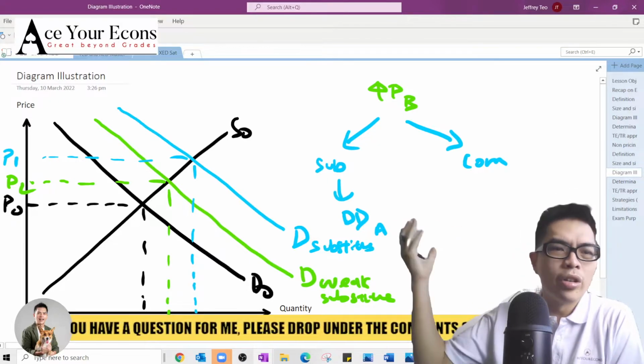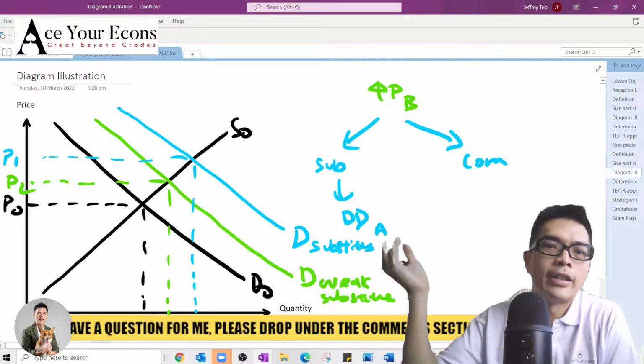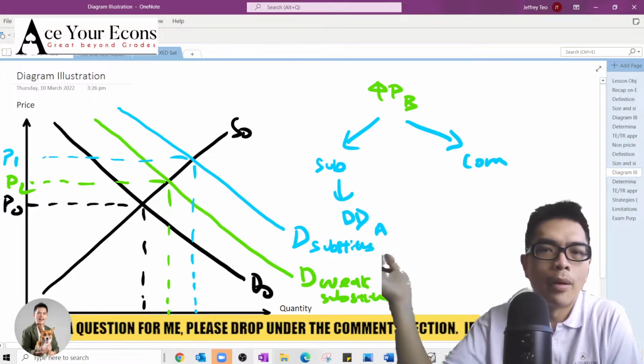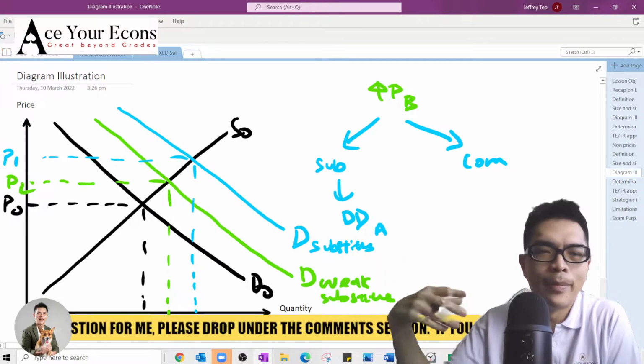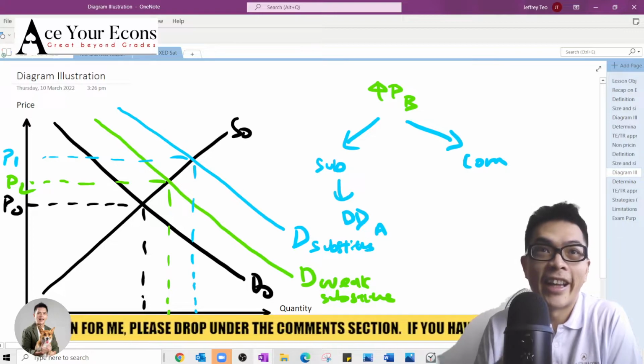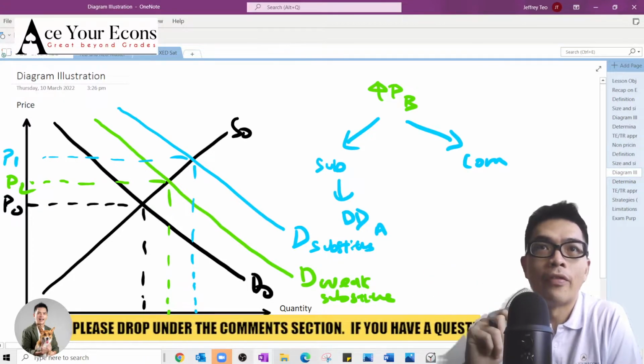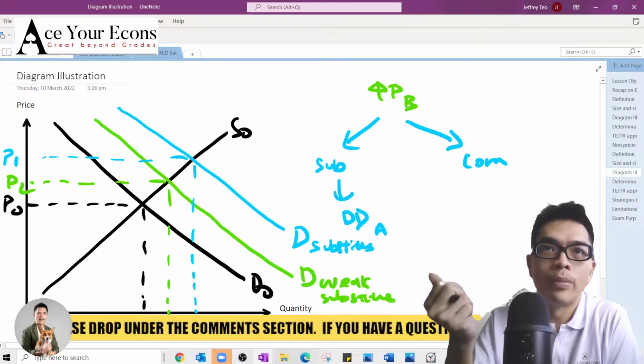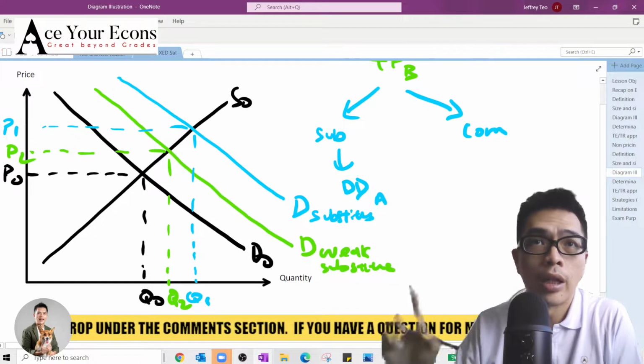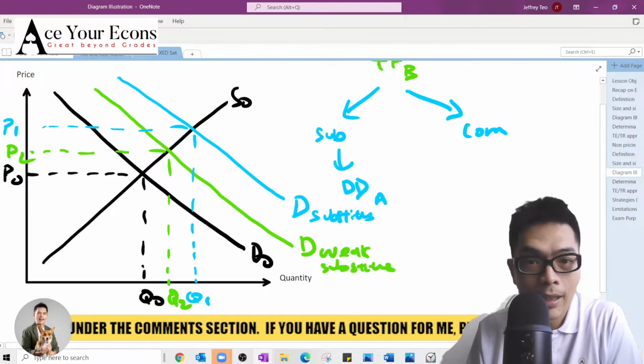Okay, I'm not going to show the complement. I'm not going to insult all your intelligence. When there's a rise of price of good B, then demand for complement is going to fall, and it's going to follow this exact same principle. The extent of falling is going to depend on whether they are a strong complement or a weak complement. Clear? This is exactly the same.